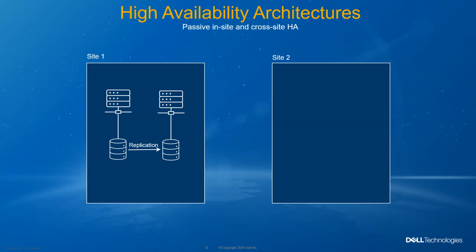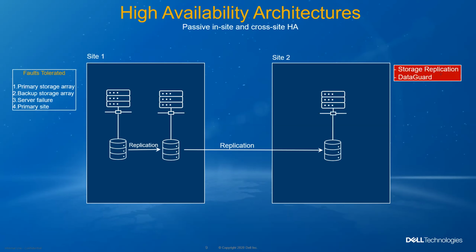The first one we'll look at is passive in-site HA. That could simply be replicating from one system to another within the site, and you can extend that further to a secondary site. Now, this can be implemented using either storage replication or something like DataGuard. But what it provides you with is availability, but in a passive fashion. So if there's a fault in the primary system, then whilst you will be able to provide service availability, there will be some kind of an interruption.